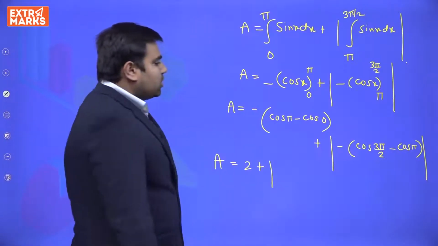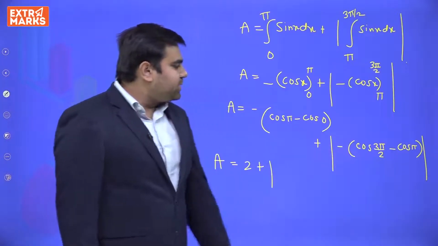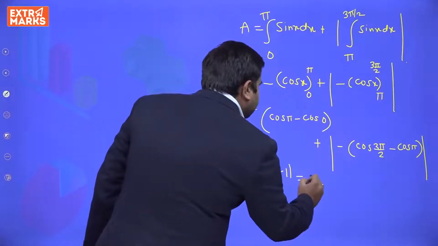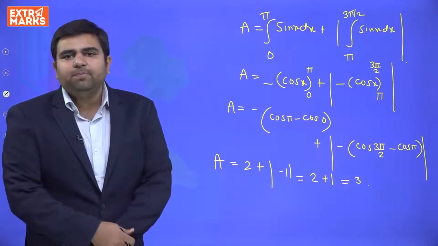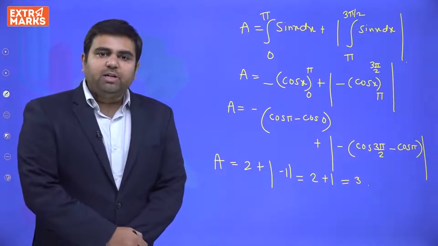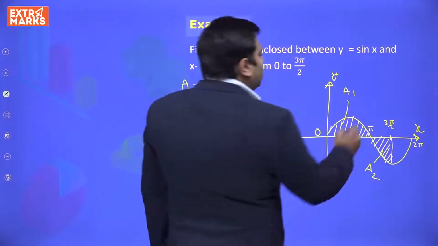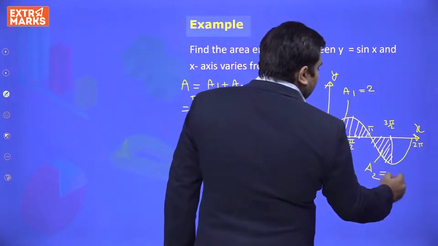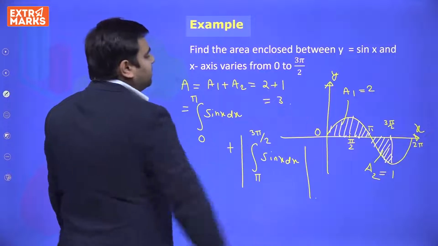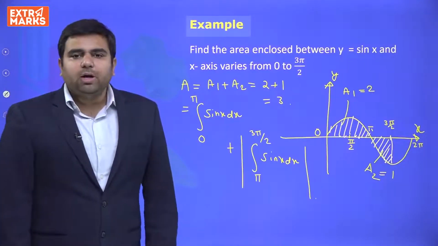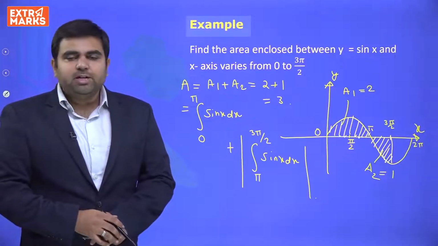Plus cos 3 pi by 2. Cos 3 pi by 2 is what? 0. So this is minus minus plus. So this is mod of minus 1. This comes out to be 2 plus 1, which comes out to be 3. So 3 is the final answer. That is, the area bounded by sin x between x equal to 0 to x equal to 3 pi by 2 comes out to be 3. Where A1 is 2 and A2 is 1, right? So this comes out to be 2 plus 1, which is 3, right? So I hope this explanation is quite clear to each and everyone. Let's move further.